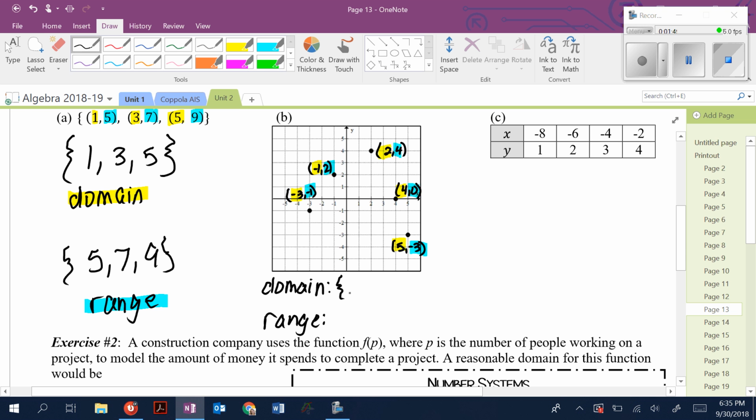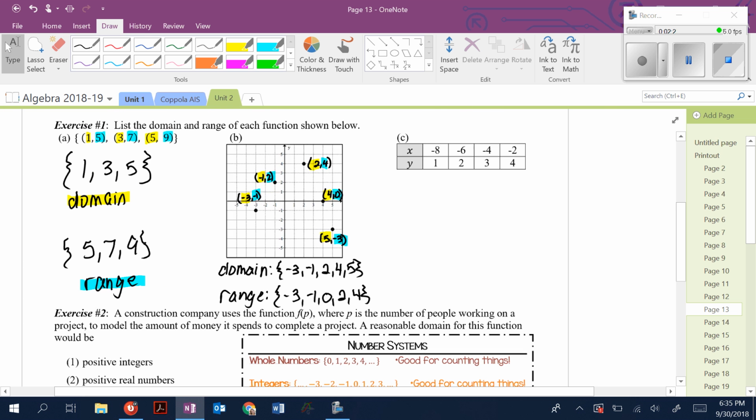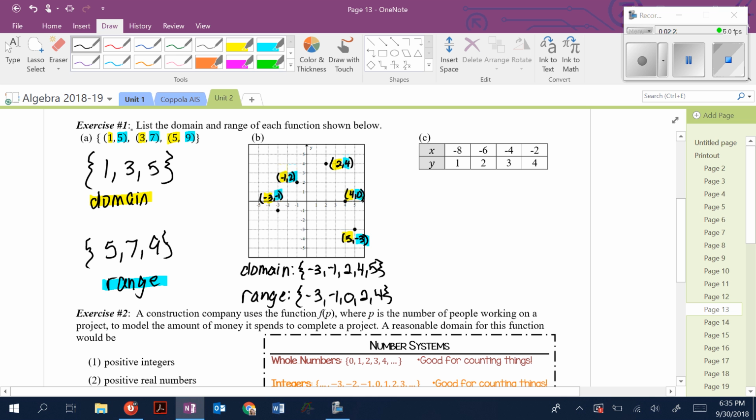So all we have to do is list them. I'm going to go from small to big for the domain. So -3, -1, 2, 4, and 5. And that's set notation, and then the same with the range. The range is -3, then -1, then 0, 2, 4. All of the blues.